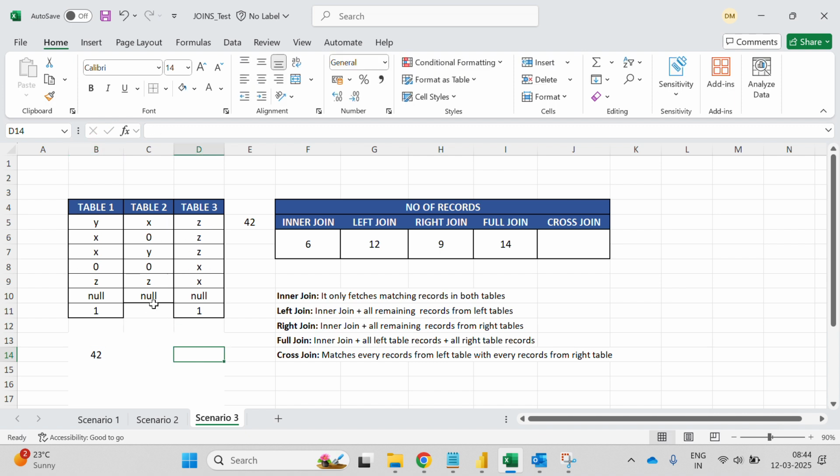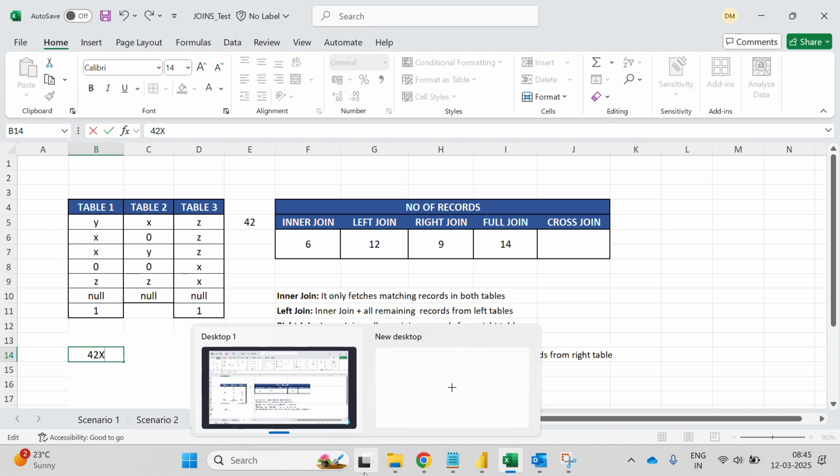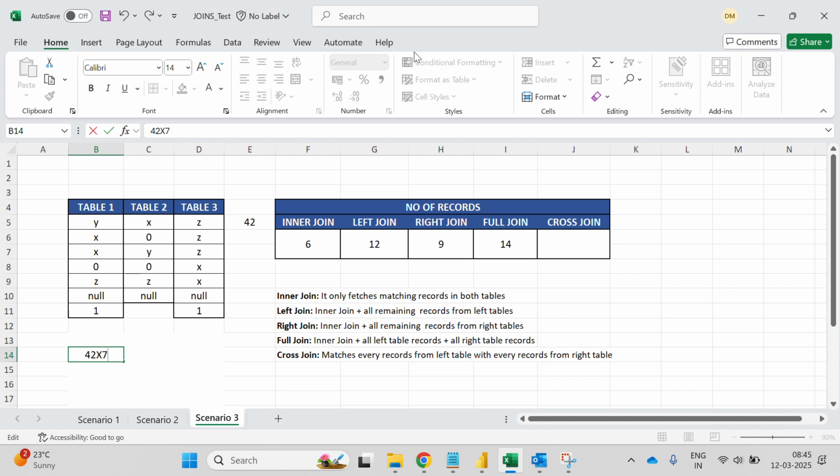And this 42, this is for table 2, 1 2 3 4 5 6 7, that is the second table has 7 records. So 42 multiplied by 7, our output is 294. That is the output for this cross join.